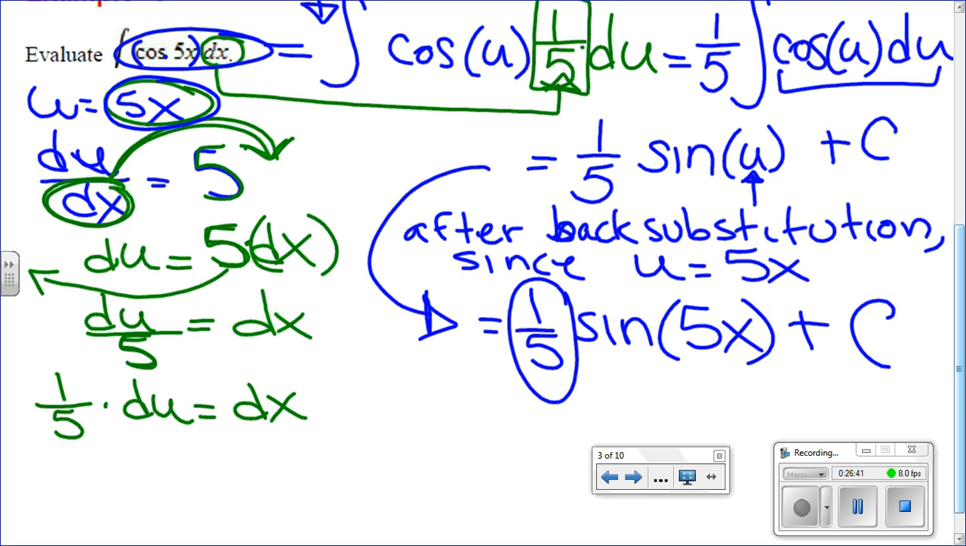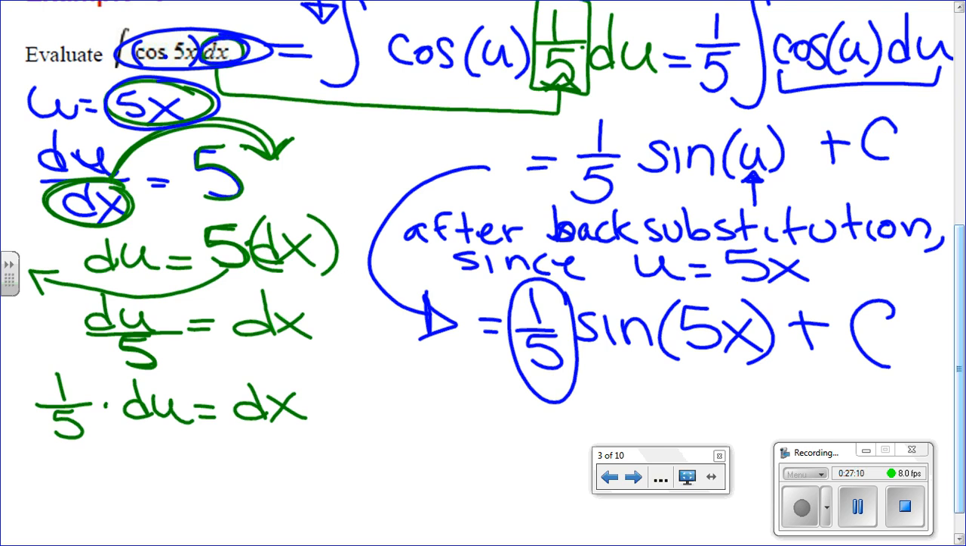So if you didn't do substitution, your answer would have been incorrect if you just say sine of 5x. Why? Because you're missing the 1/5 in front. Divide by 5? Well, in this case, not all the steps will be the same for every problem, but for this case, I knew I had to divide by 5 because I needed dx by itself.